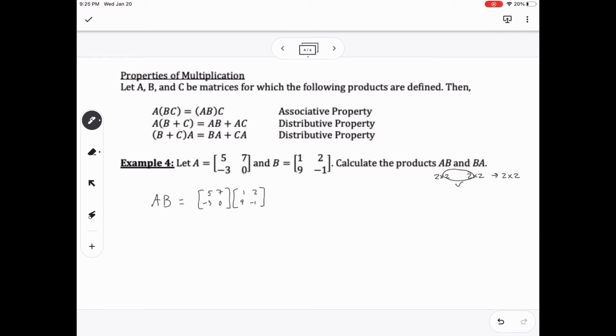Now I can do this because they're both 2 by 2s, so I'm going to get a 2 by 2 for each. And so continue that process. First row, first column, then first row, second column, and then second row, first column, second row, second column.